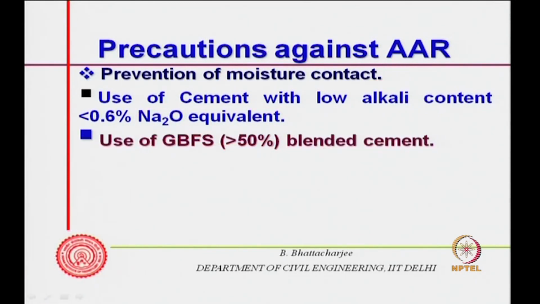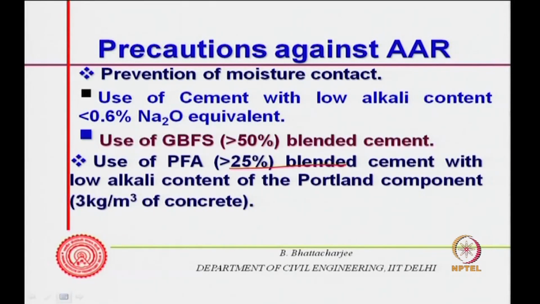Use of ground granulated blast furnace slag or blended cement or fly ash actually reduces the alkali aggregate reactivity. In blended cement, for example with 50% replacement, the alkali content gets reduced by 50%. Alkalis in the blast furnace slag or fly ash do not contribute to alkali aggregate reaction. So, although they are present, they do not aggravate the situation. Therefore, using blended cement, or fly ash or slag directly in the system helps in reducing the alkali aggregate reaction. Use of Portland fly ash, pulverized fuel ash, in the blended cement, with alkali content of Portland cement not more than 3 kg per meter cube of concrete, does help.